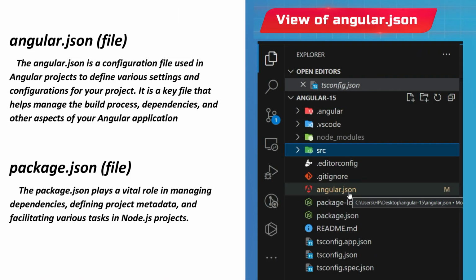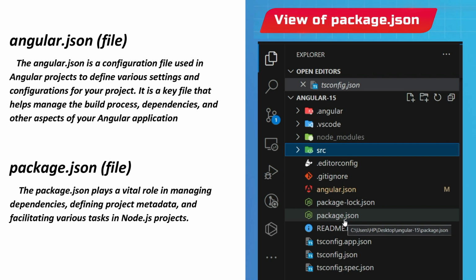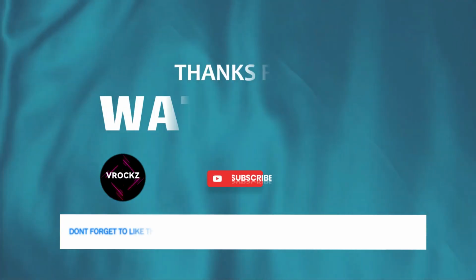Angular.json file. The angular.json is a configuration file used in Angular projects to define various settings and configurations for your project. It is a key file that helps manage the build process, dependencies, and other aspects of your Angular application. Package.json file. The package.json plays a vital role in managing dependencies, defining project metadata, and facilitating various tasks in Node.js projects.